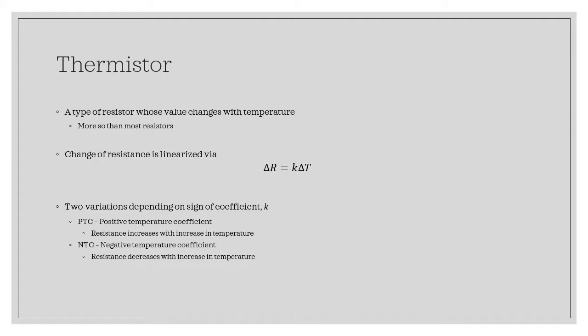From this, there are two kinds of thermistors, PTC and NTC. PTC is positive temperature coefficient, where the resistance goes up with the change in temperature that increases, or a positive value of K. NTC is negative temperature coefficient, and the resistance goes down with an increase in temperature, or a negative K value. And with that, we're just going to jump straight into how they're used.